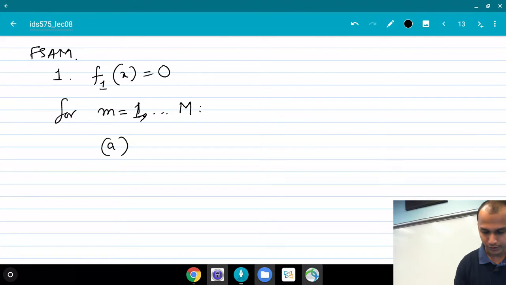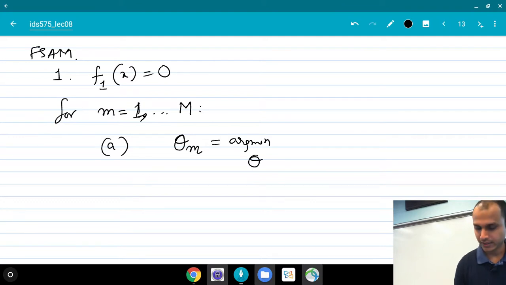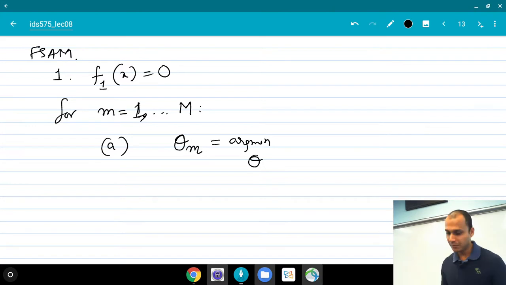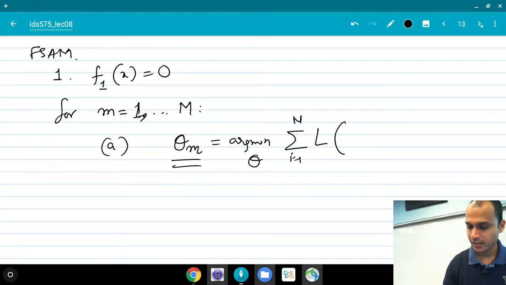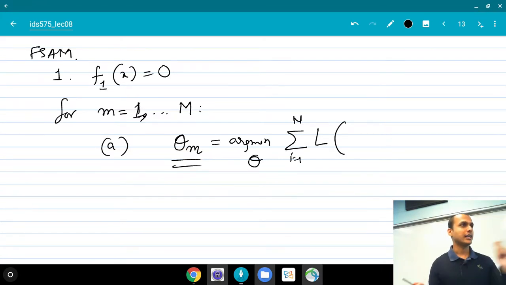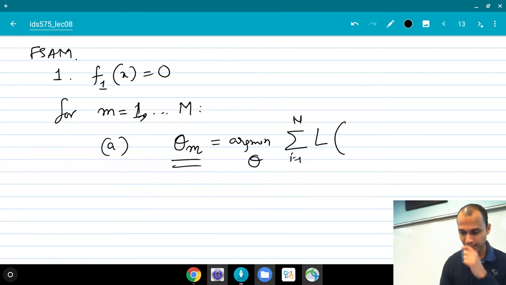First one, you find a parameter, I'm going to say theta m, which is the arg min of some search. You are searching over parameters of the mth model, and the best parameters, let's call it theta m. So arg min over my data, i equals 1 to n, of some loss function. What is the loss function doing? It's comparing two things, the ground truth and the predictions. That's what a loss function does.